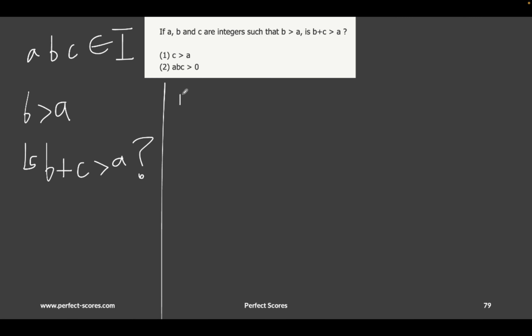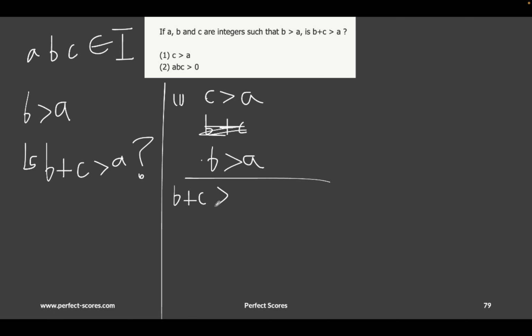Okay, so what does the first statement tell us? The first statement tells us that C is greater than A. And we already know that B is greater than A. So what we can do is add both of these inequalities. B plus C is greater than, because the sign is the same, so we can keep the same sign, A plus A is 2A. So the question is telling us B plus C is greater than 2A.